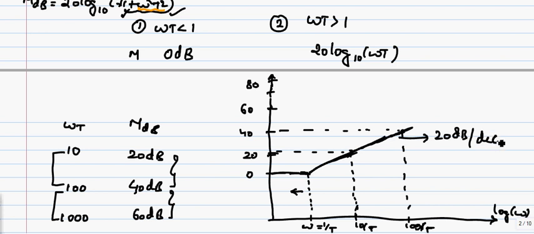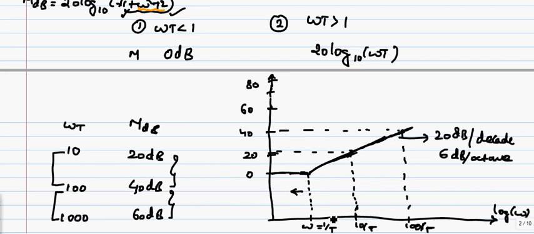20 dB per decade. As we have seen before, it can also be written as 6 dB per octave. By octave we mean omega 2, the higher frequency, divided by the lower frequency. If it is equal to 2, then we say these two frequencies are an octave apart.